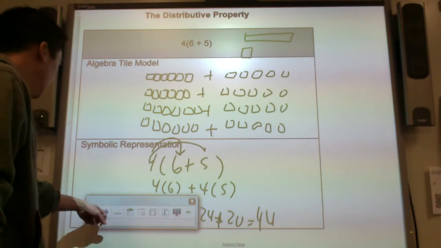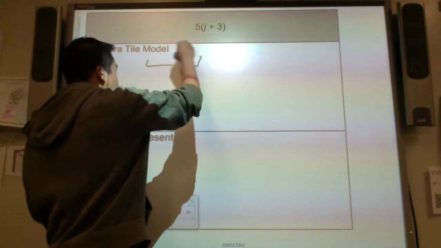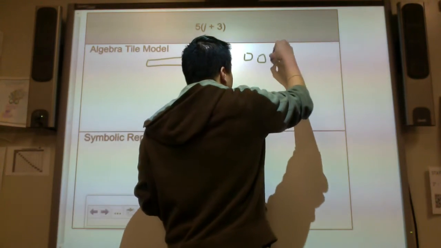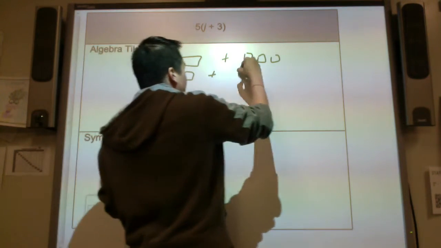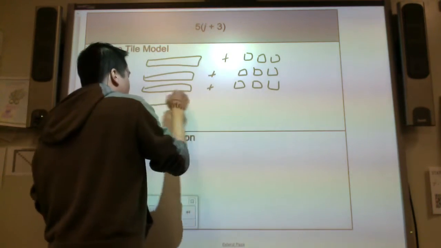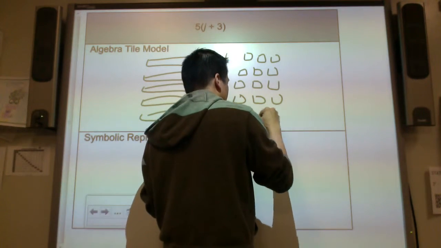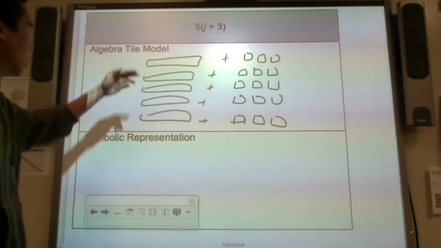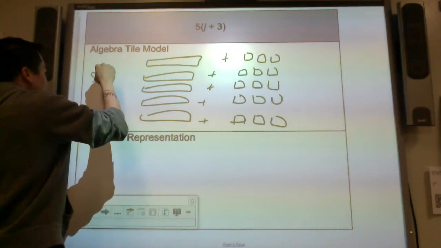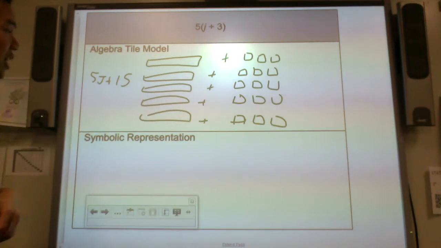Next one. 5 groups of j plus 3. This will be representing the variable j plus 3 units. You need to do 5 groups of this. Here's the third group. Here's the fourth group. Here's the fifth group. So, what do you count? 1, 2, 3, 4, 5. There's 5 j's plus how many units do you see? 15. So I got 5j plus 15.